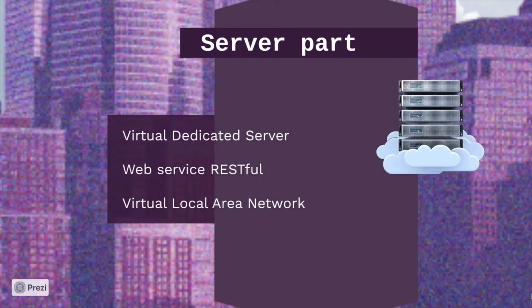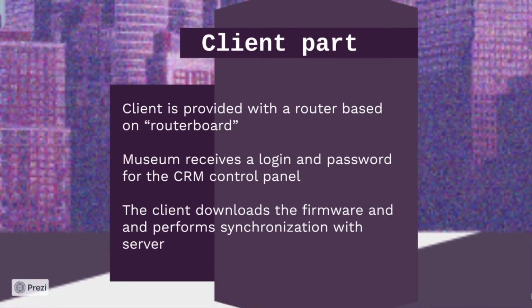When registering a new museum or adding an additional access point to the museum, the router located in the museum receives its IP address in the pool and binds to the MAC address. The client is provided with a router based on routerboard. When registering an access point, the museum receives a login and password for the CRM control panel, from where it can control the activity of the access point. The client downloads the firmware, which is assigned to one router, and automatically flashes the router. Manual configuration is also possible.